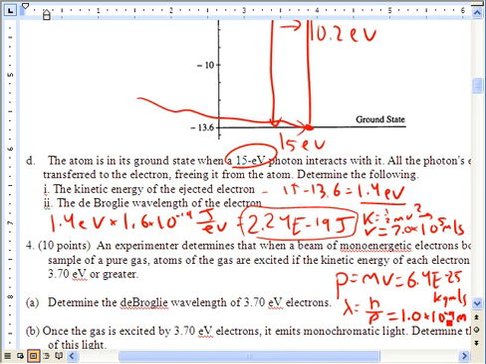Whew. All right, so that's kind of silly. I mean, it's a lot of multiplying and dividing. It's not especially hard, but they like doing that. Again, to remind you, we took the kinetic energy, made it joules, found the speed, used that speed to find the momentum, used the momentum to find the lambda.